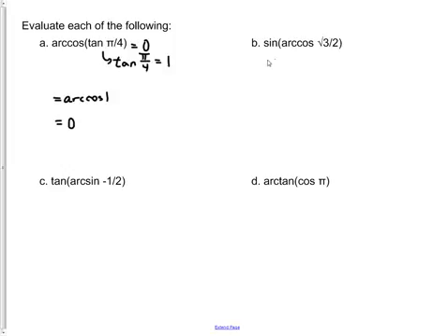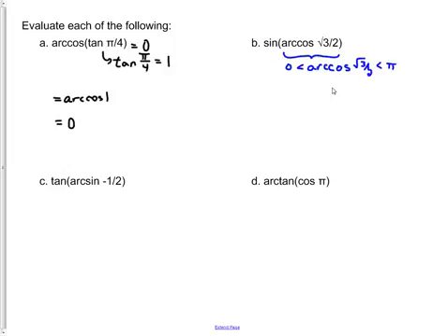Well, how about this next one? Sine of the arc cosine of radical 3 over 2. Again, the best way to work here, to my mind, is to work from the inside out. So let's talk about the arc cosine of radical 3 over 2. Arc cosine of the radical 3 over 2 is the kind of function that's going to give us an angle whose cosine is positive radical 3 over 2, which means that we have to get an angle somewhere on the interval from between 0 and pi whose cosine is radical 3 over 2.